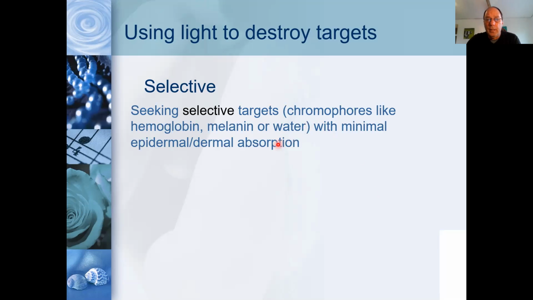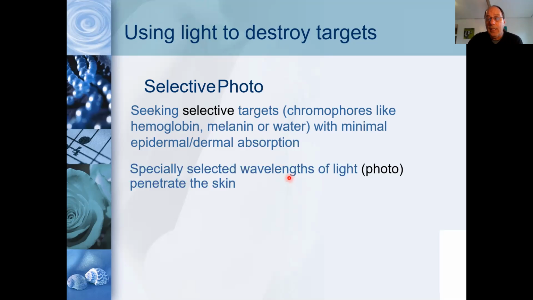The target, fancy name for that, is called chromophore. The target is going to be hemoglobin, which is the red color of blood, melanin, which is the pigment in our hair and our skin, or water, which we find in the epidermis and dermis. So we want to find a target, and then we match up the target with the color of light, which we call a wavelength, which we measure in nanometers. So we put the right wavelength to find the right target.